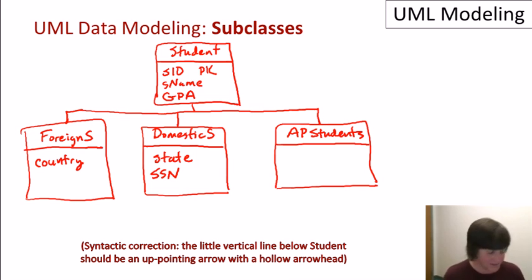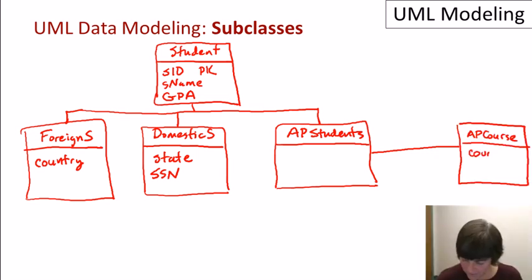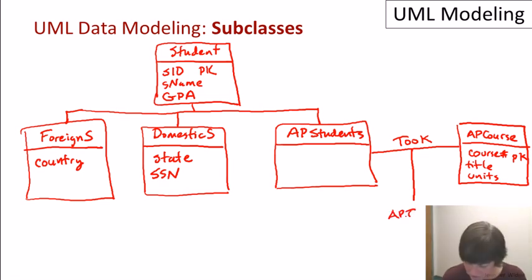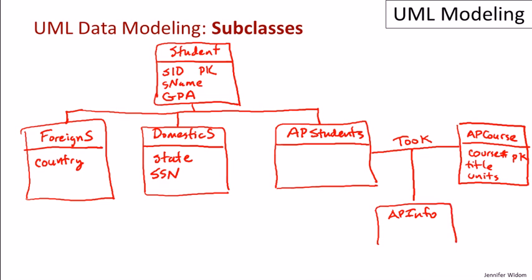It's not going to have any additional attributes, but the AP students are the students that are going to be allowed to have a relationship with AP courses. We'll say that the AP course has a course number, and that's probably the primary key, and maybe a title for the course and some units for the course. And then when one of our AP students takes the course, we'll call this association took, we're going to have an association class that goes along with that that's going to have the information, let's call it AP info, about them taking that particular AP class, and we'll say that that association class has, for example, the year that they took the class and maybe the grade that they got in the class.